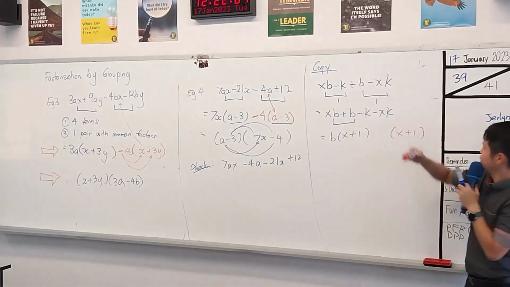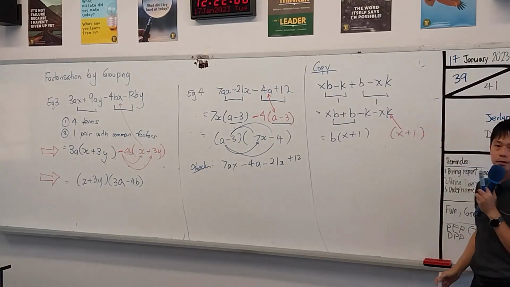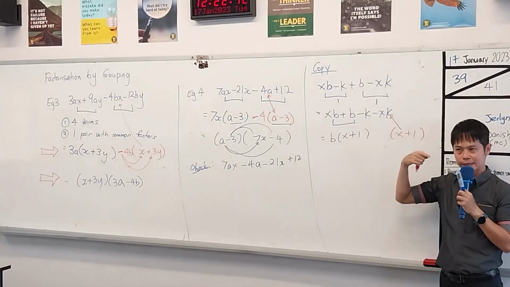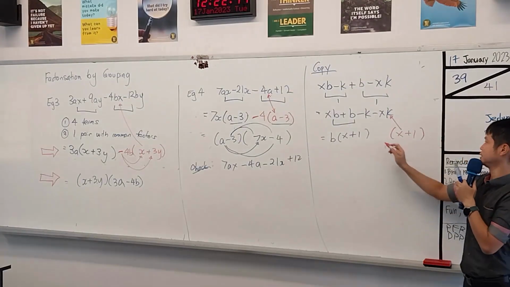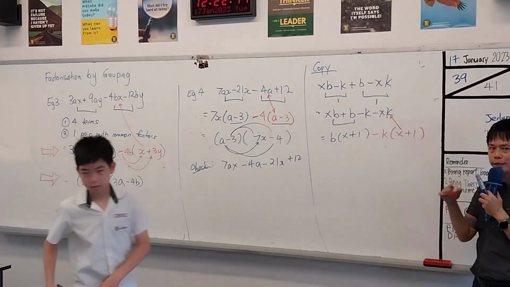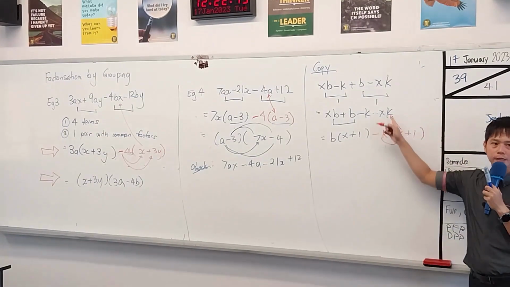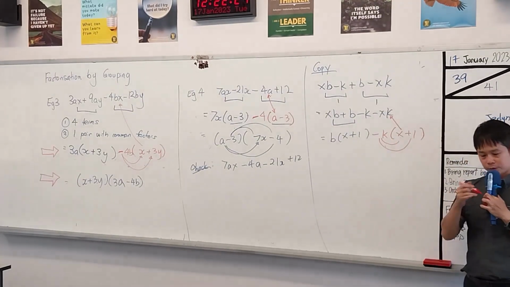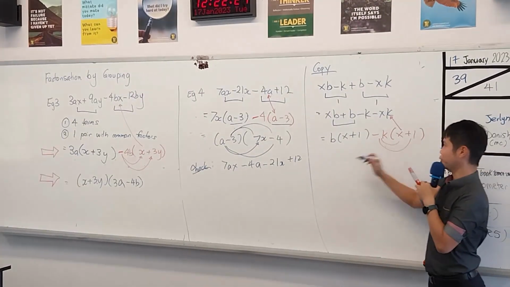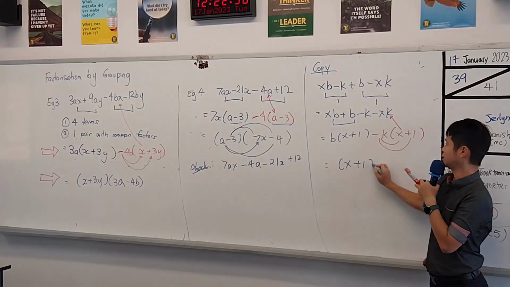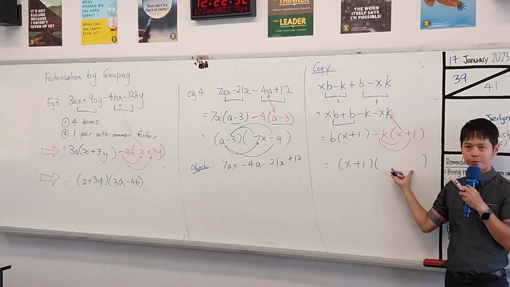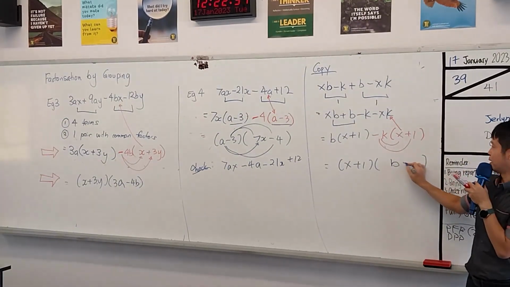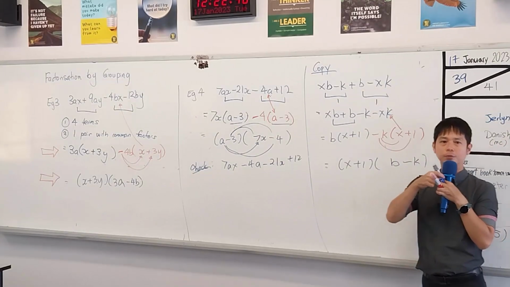Okay, the challenge is now I have an x here and I have an x here. So what is the missing term that I need to multiply by? Say the sign is minus k. So let's check. Minus xk, correct. Minus k, correct. So the last step to get the second mark and the final mark will be factorize out x plus 1, and I'll be left with b minus k. Okay, can we stop the video?